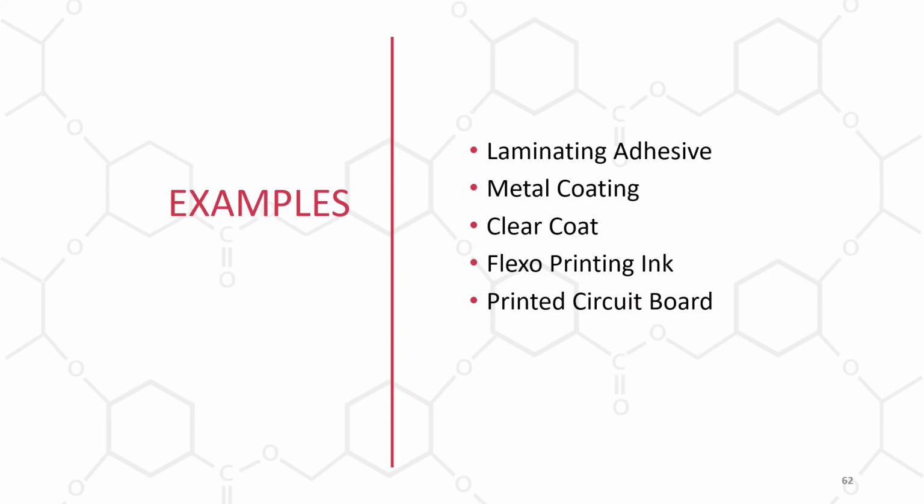The examples that I'm going to show are those for a laminating adhesive, a metal coating, a clear coating, flexo printing ink, and finally printed circuit board formulations. I'm not going to go into depth on any of these. I may point out one or two features, but it will be mainly just to illustrate how these formulations actually look when used commercially.